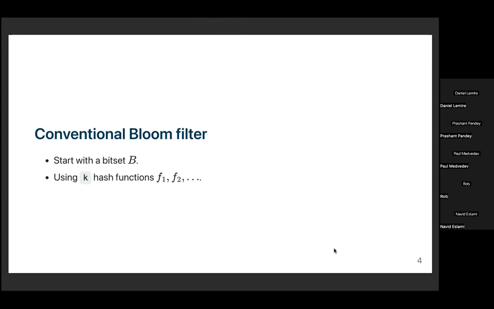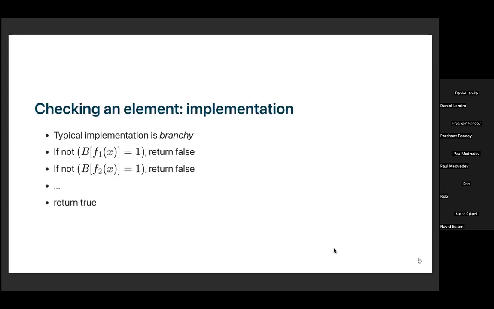So a conventional Bloom filter is made of a bit set, and don't worry, I'm not going to repeat everything Michael said. And then you've got k hash functions. And here's what's a little bit interesting.